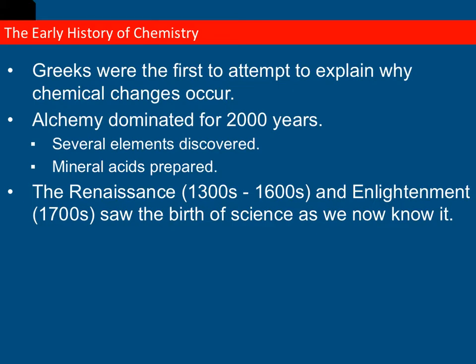Now, in the 1300s to 1600s, known as the Renaissance, and also into the Enlightenment in the early 1700s, we saw the birth of science as we know it. We began to question everything we see and try to relate these things to mathematical relationships, and also create models and think more critically about the chemistry around us.